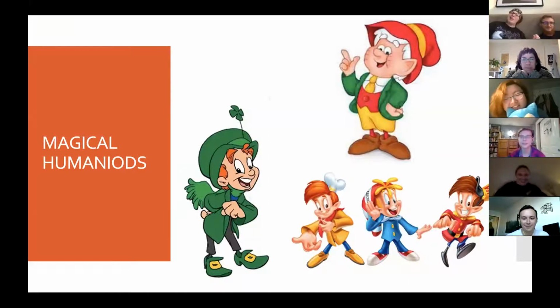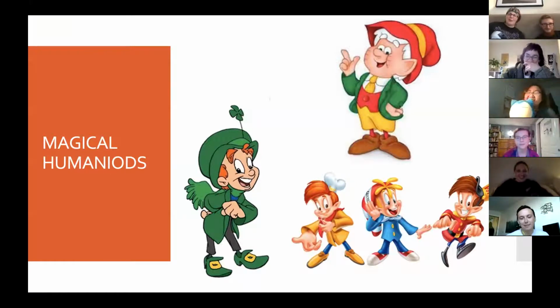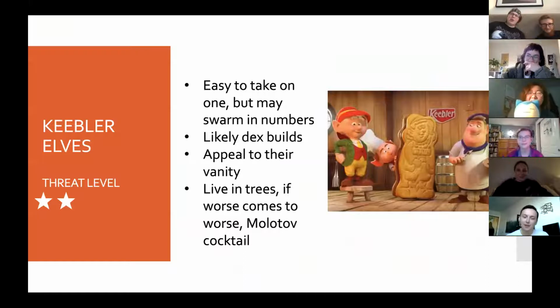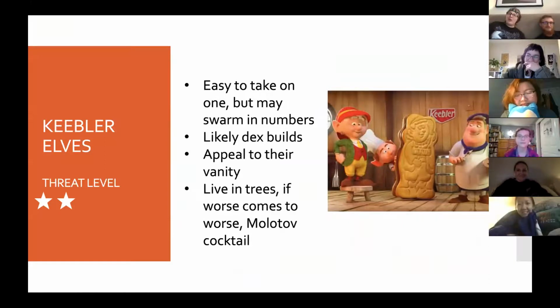Magical humanoids. These are like humans, but magical. So be careful. Mostly elves and leprechauns. Don't know why elves outnumber leprechauns 4-1, but they do. Keebler elves. They're easy to take on because they're small, but they're likely to swarm. There's many of them in one spot. They are also likely dex builds. They're elves, right? So you've got to assume that they are going to be built kind of a little OP. So be prepared for that.